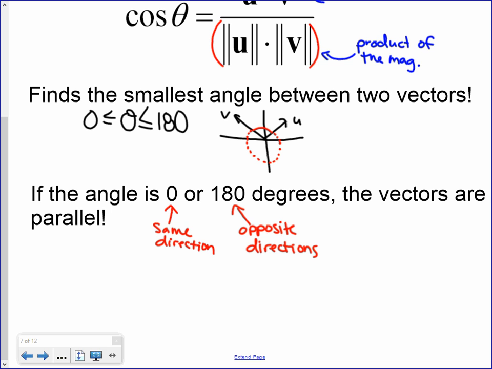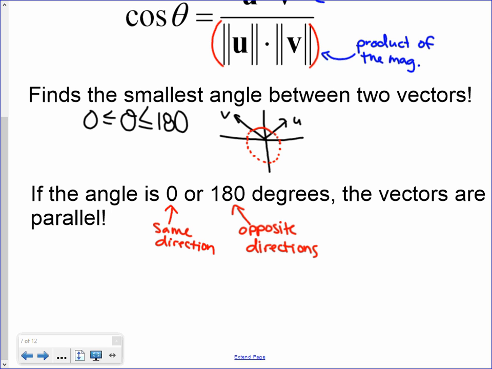So in terms of this idea of parallel, remember that they are really sharing an initial point because we're finding the angle between the two vectors. So we're saying same direction or opposite directions for 0 to 180.